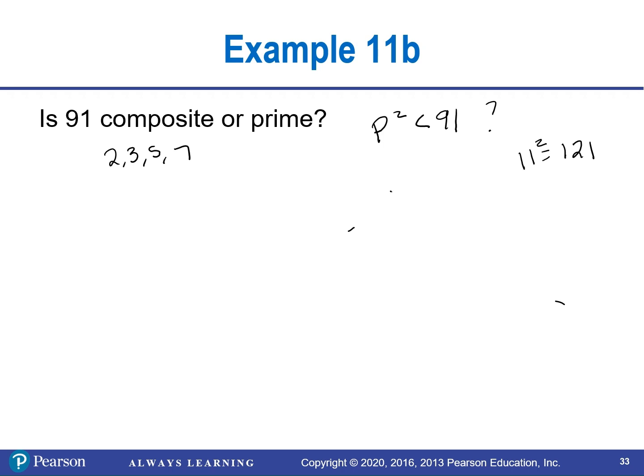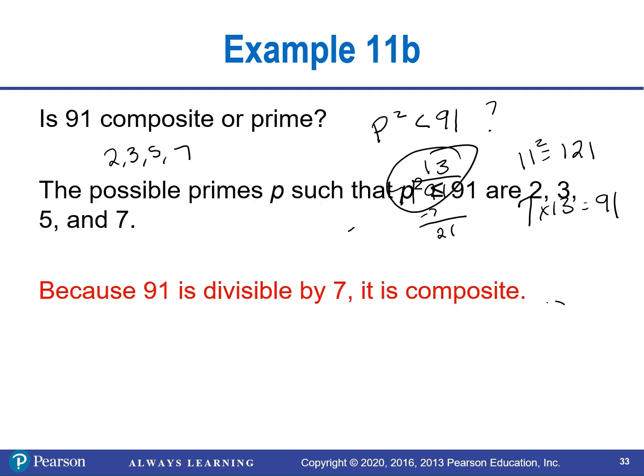Now 7, I would need to try. Does 7 divide 91? I ask myself, okay, I can fit 7 in one time. 7, 21, 3. So 7 times 13 equals 91. So 7 divides 91, and therefore 91 is composite because 7 divides 91.